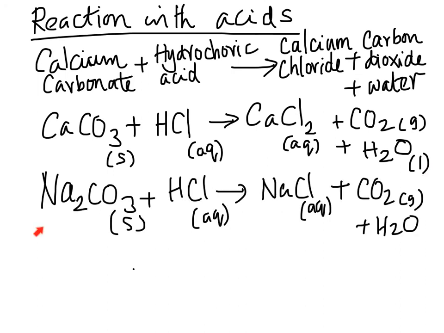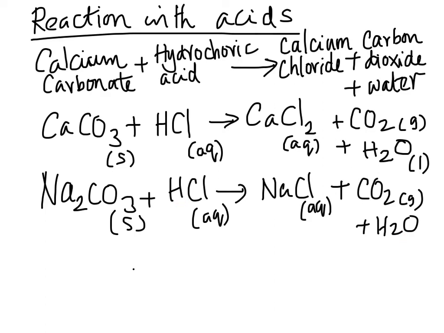Let's see, if you take a group 1 carbonate, such as sodium carbonate here, and react it in the same way, you can see it produces similar products. A salt, calcium chloride here in the case of calcium carbonate. Here you've got sodium chloride, as we are using sodium carbonate here. So you can see there is a pattern here. Carbon dioxide and water. All carbonates do produce carbon dioxide and water when they react with hydrochloric acid.